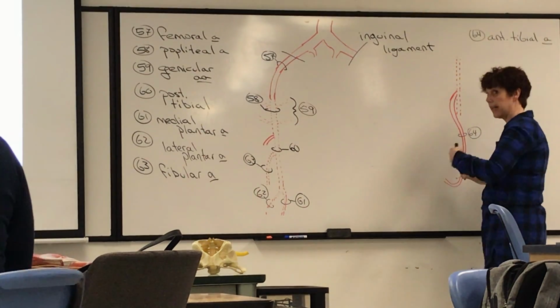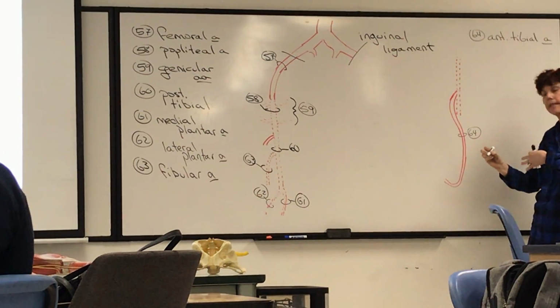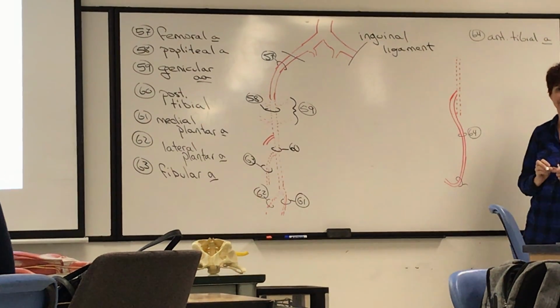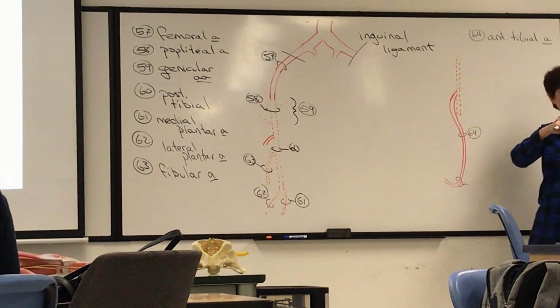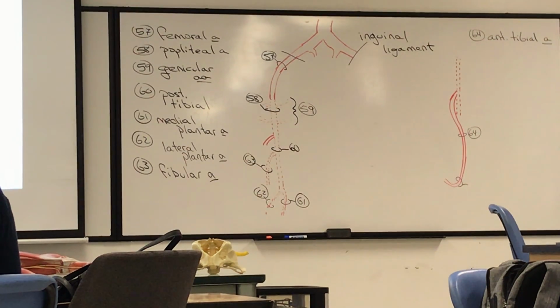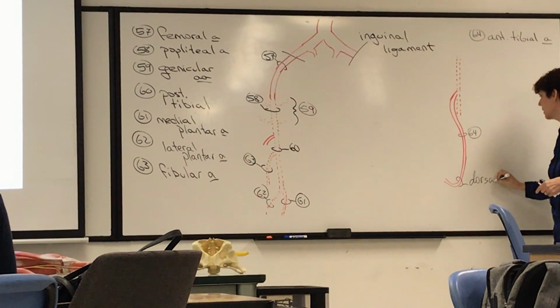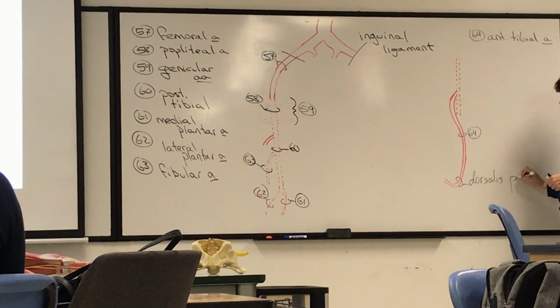And as it crosses the ankle, so as it gets past the medial malleolus, we now call it the dorsalis pedis. Remember, the top of the foot is dorsal to the bottom of the foot. We don't say superior because it's a horizontal structure. So the dorsal surface, or the top surface of the foot, dorsalis, and pedis is our word for foot.